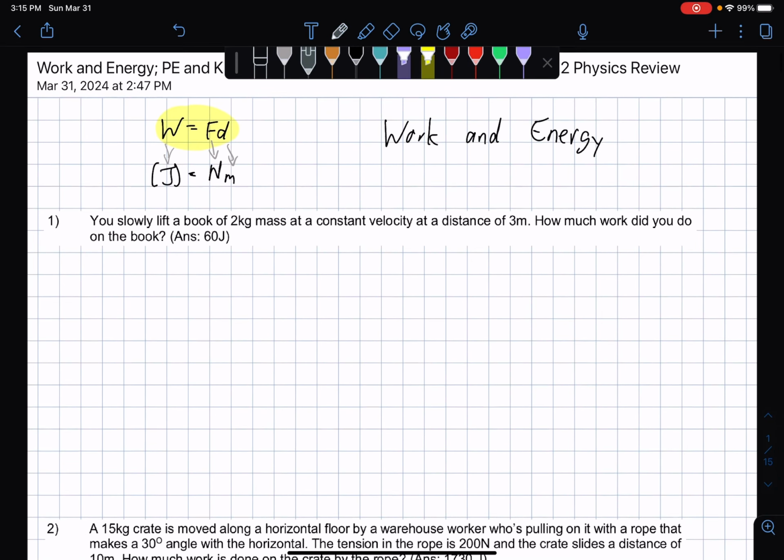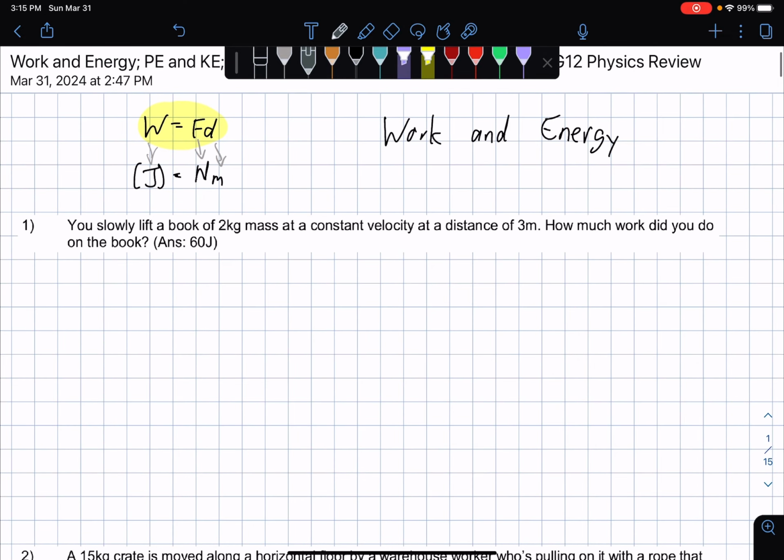Okay, let's try to solve number 1. You slowly lift a book of 2 kilograms mass. So we know that m is equal to 2 kilograms, and we have a constant velocity at a distance of 3 meters. What's being asked is the work. What do we do in this kind of scenario? We're given a mass, but we need to look for the work. We're going to use the formula later, but for now, we do have the distance, but we need the force.